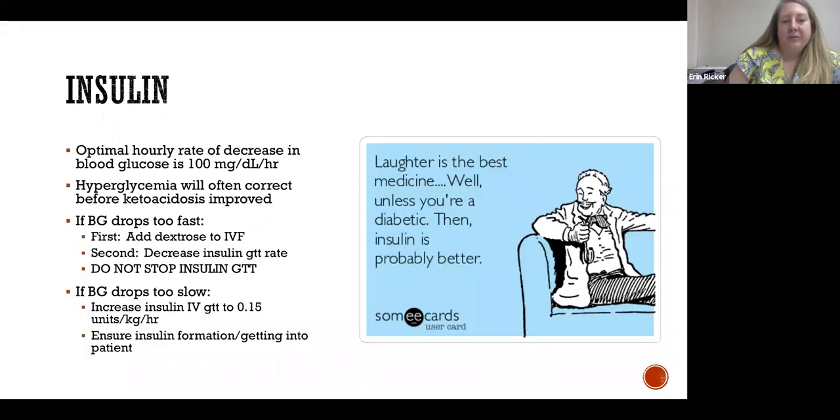So optimally, as we're giving our insulin, we don't want our blood glucose to drop by more than 100 milligrams per deciliter per hour. So we'll have to follow our blood sugar closely and we will adjust things in order to make sure that happens. If we go too fast with our correction, we can again increase our risk for cerebral edema. So we'll have to give sugar to help combat that.